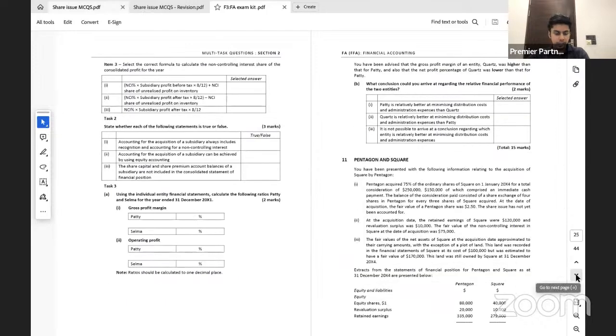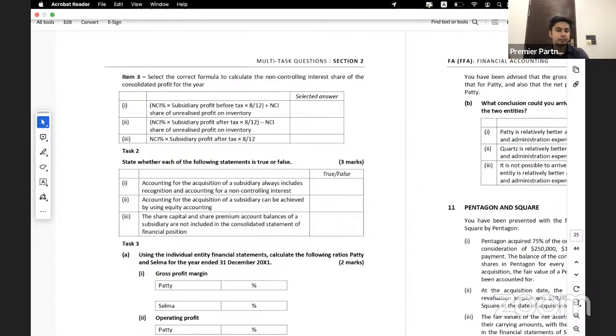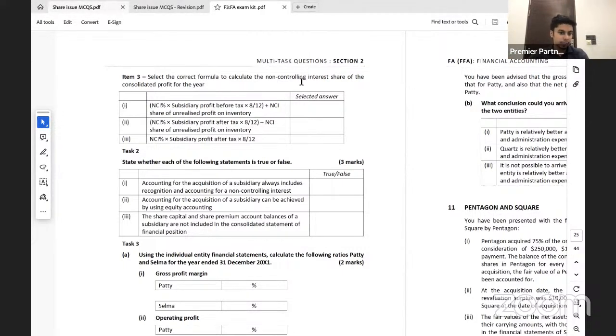Okay. Now, guys, when you go to the next page, again same story. They are just asking from you once again, what is the formula to calculate NCI profit? So normally the formula to calculate NCI profit will be like this. First, you should take the NCI percentage. Then you should multiply by subsidiary's profit after tax, not before tax. You have to multiply with subsidiary's profit after tax. So after tax is here.